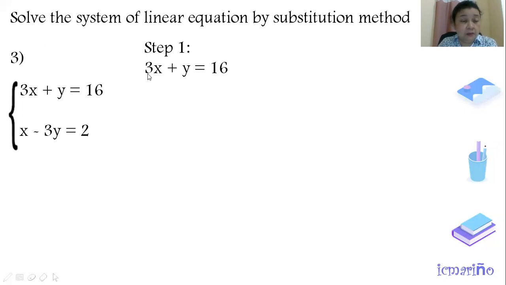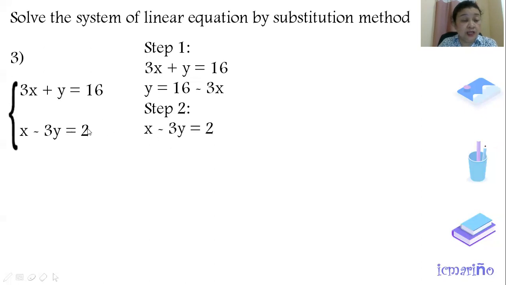Okay? So, ito ang pinili natin. 3x plus y equals 16. From this, we can get the value of y, okay, by transposing 3x to the other side, so that will give us y equals 16 minus 3x. Okay, so we are going to use this value of y by substituting.